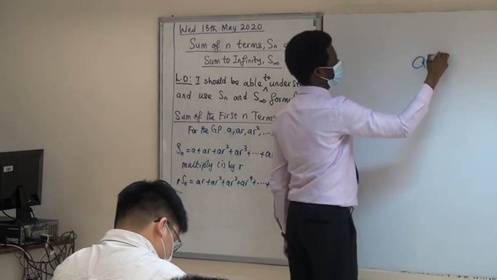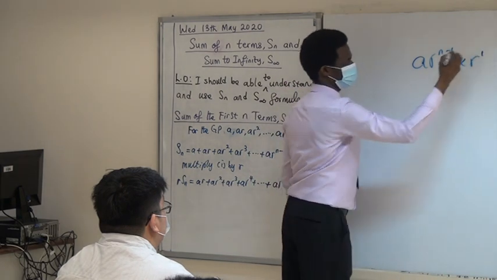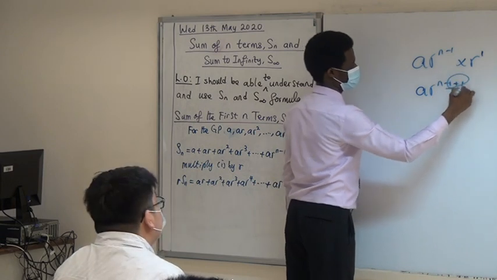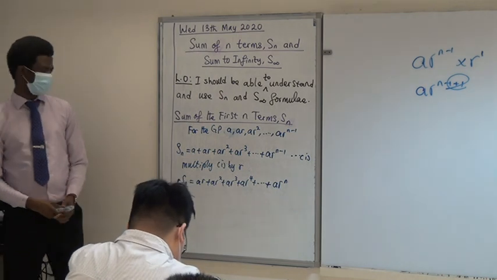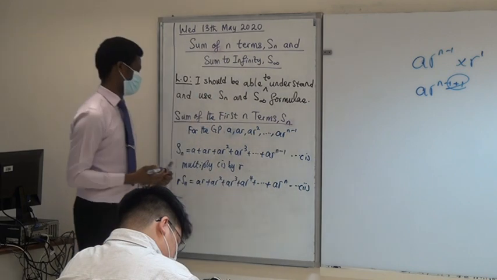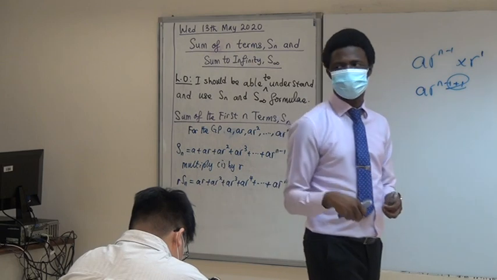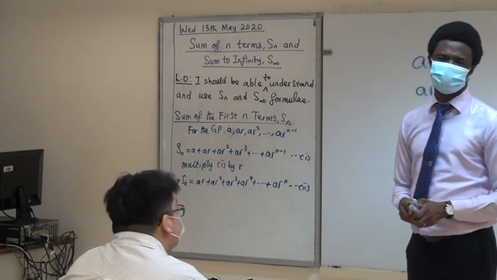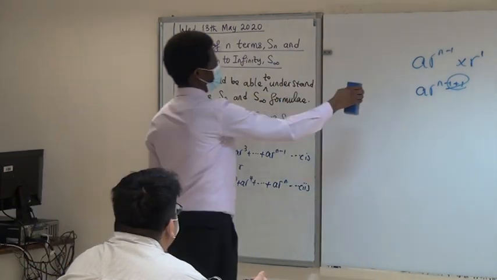You had AR^(n-1), then times R. This is power 1. So that's AR^(n-1+1), which is AR^n. Does that make sense? So we're going to call this equation 2. Then we're going to subtract: equation 1 minus equation 2, and also equation 2 minus equation 1. We're going to get two different formats, and I'll tell you the difference between the two formats. Let's put that here.